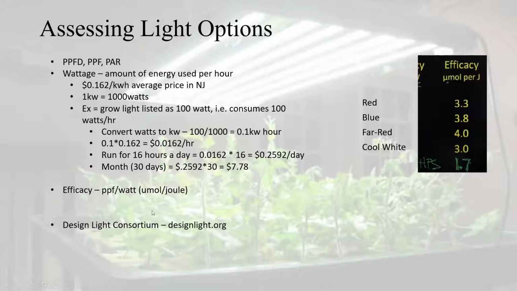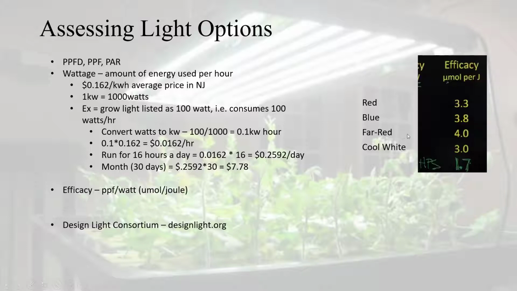And if it is written as micromoles per joule, right? If you do a little fancy rearranging of what these things are written as, ppf and watts, this is what you end up with, micromoles per joule. But essentially, the idea is that the higher number, the better, right? The more photons you're getting per unit of energy.